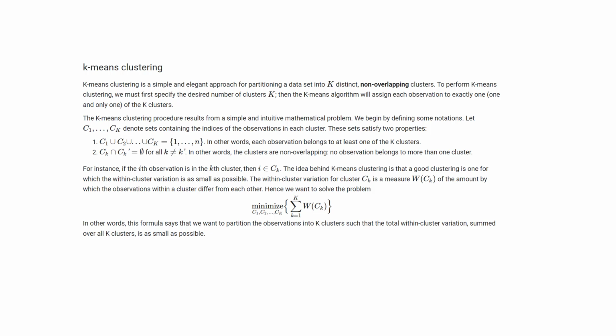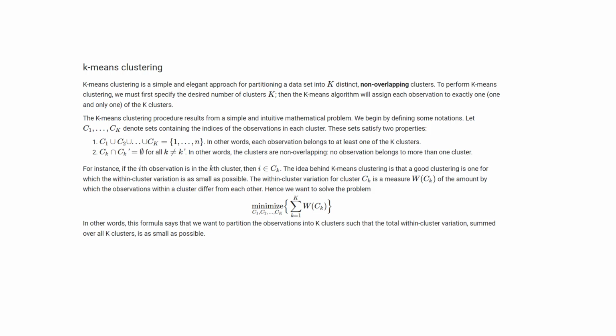Firstly, they must add up to all the observations, because every observation has to be assigned to one of the k possible clusters. On the other hand, the intersection between any two distinct clusters is an empty set. That means the clusters are non-overlapping. In other words, no observation belongs to more than one cluster. For instance, if the ith observation is in the kth cluster, then i belongs to C_k.